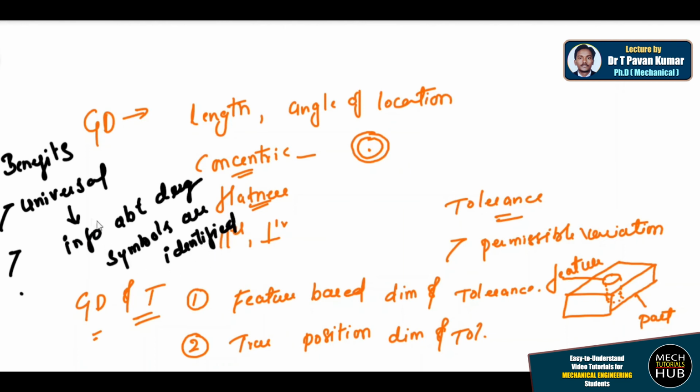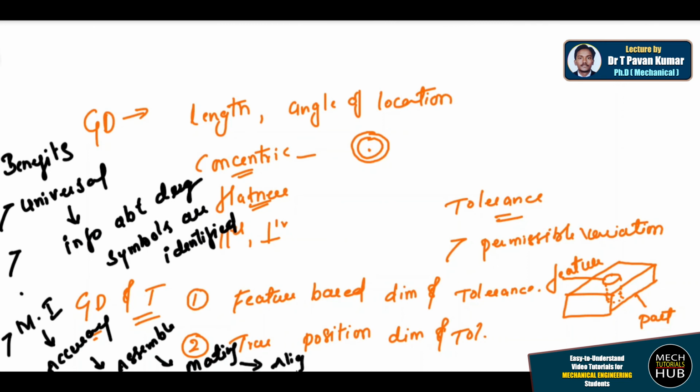And one more thing: coming to the manufacturing industry, these GD&Ts are very much important, without which manufacturing can't be done. So this will improve the accuracy of a component, and when you assemble the component, mating won't be a problem, alignment won't be a problem. So these are a few benefits of using GD&Ts.